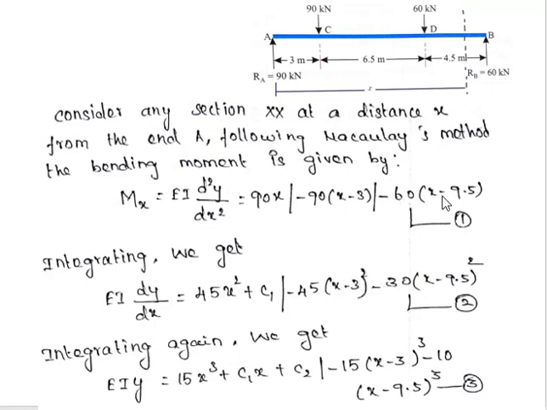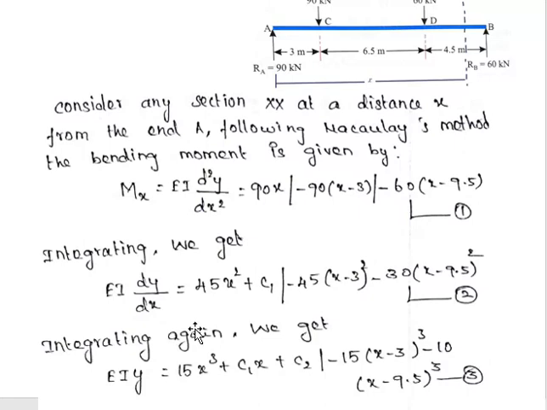Similarly, here 60 into x minus 9.5. This whole term is taken as x, so x square by 2. Here also we have 1 by 2, so 2 and the 60 cancel. We get minus 30 into x minus 9.5 whole square. Take it as equation number 2. This equation is known as the slope equation. Again, we integrate the slope equation to get deflection.